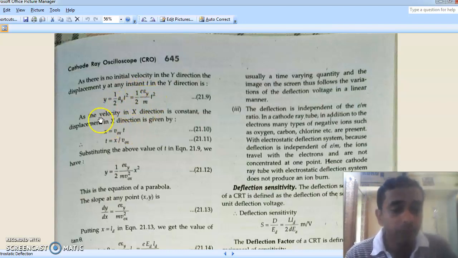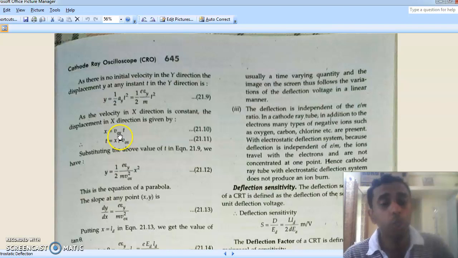Now, as the velocity in the x direction is constant, there is no increase in velocity, so acceleration is zero. The displacement in the x direction is given by s is equal to ut plus half at square. So the initial velocity in the x direction is v0x, that is v0x into t, plus half at square. a is 0 in the x direction because velocity is constant.